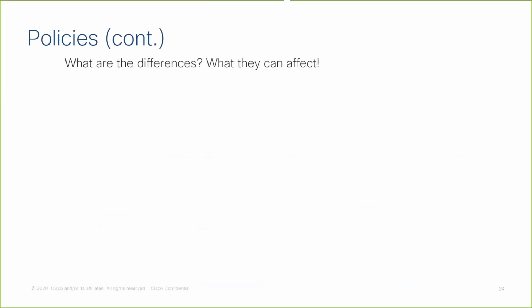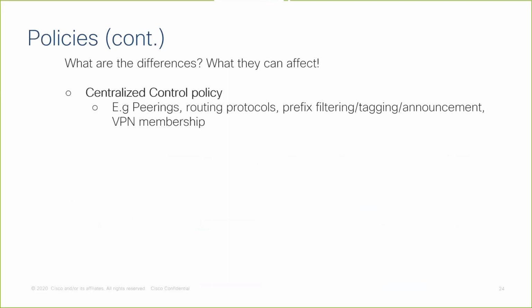So what are exactly the differences between centralized and localized policies, and what can you change with them? If it's a centralized policy, you would do exactly as we just mentioned before. You would play with peerings and routing protocols, and you would do filtering, tagging, announcement, VPN membership, and whatnot. But if it's a localized policy, you have a limited set of things that you can change, maybe your OSPF or BGP peerings, for example.